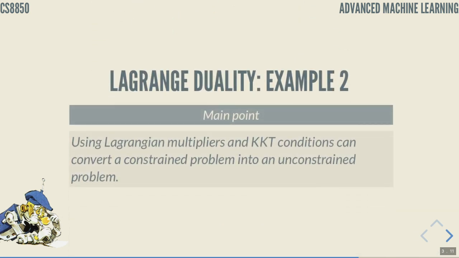And the main point is that using Lagrangian multipliers and KKT conditions, we can convert a constraint problem into a non-constraint problem. And again, as in this example, notice that we can either have this be 0 and then there will not be any effect, or we can have lambda or alpha be 0 and then there will be no effect on the optimum of this factor. Okay.